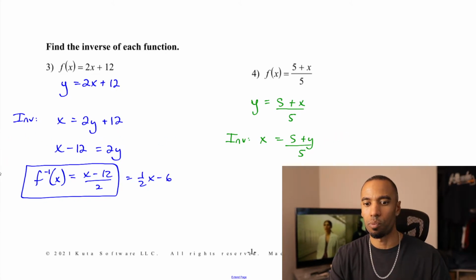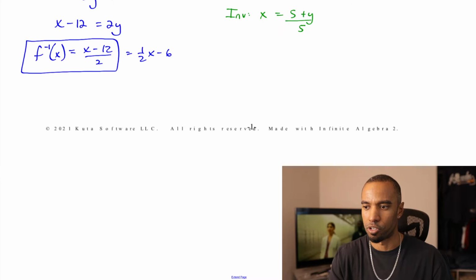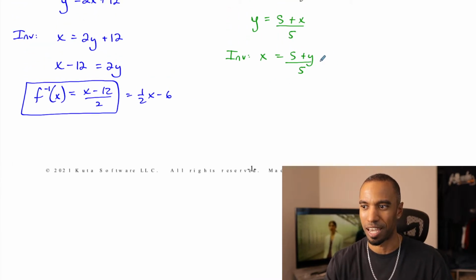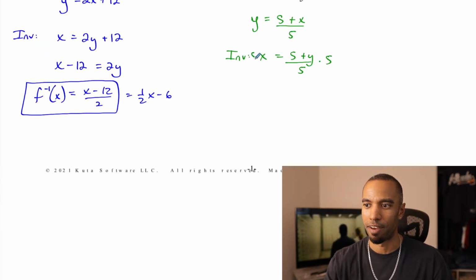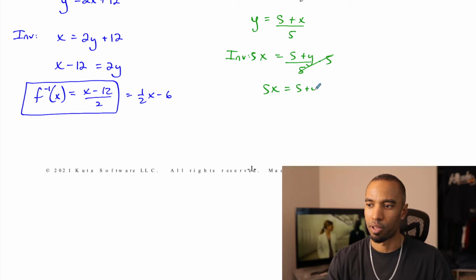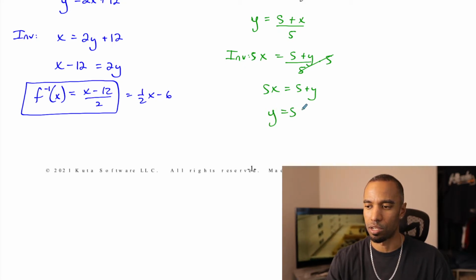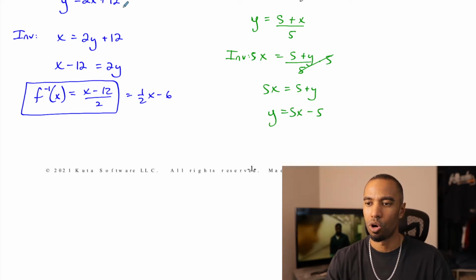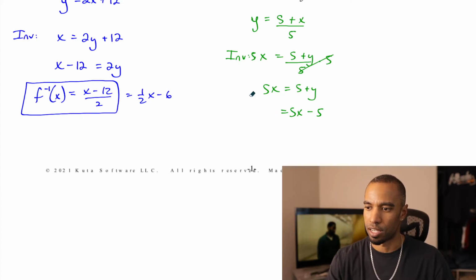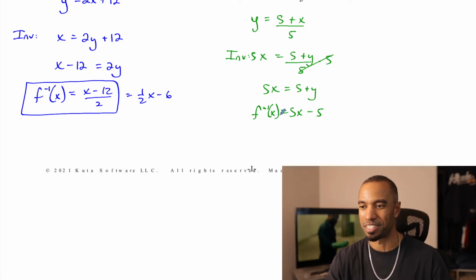So the last thing that was done here is that x was divided by 5. So the first thing we're going to do is multiply x by 5. So multiply by 5 here, and now we get 5x equals 5 plus y. Those are 5's, not s's. Subtract 5 from both sides, we get y equals 5x minus 5. Or, of course, when I write it in its inverse notation, it'll be inverse. I keep doing that. I'm going to start writing x there by accident.